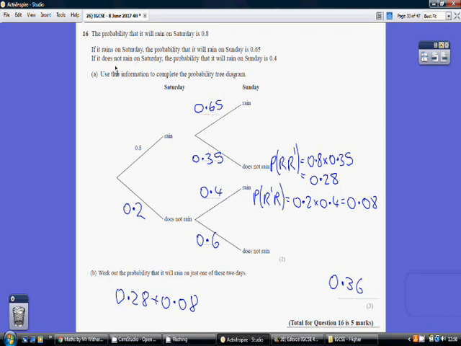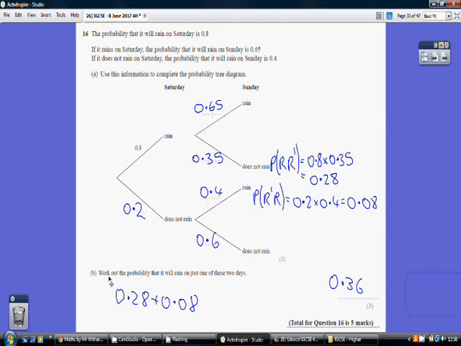And then finally we're told if it does not rain on Saturday, the probability that it will rain on Sunday is 0.4. So this bit here must be 0.4. So this must be 0.6, because these two together have to add up to a whole, and 1 minus 0.4 is 0.6.